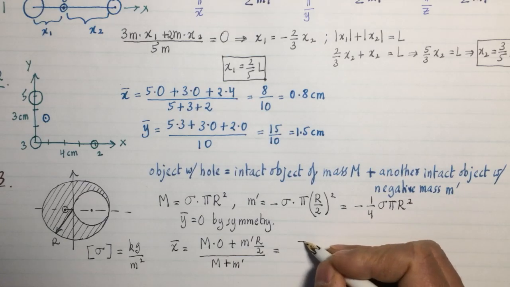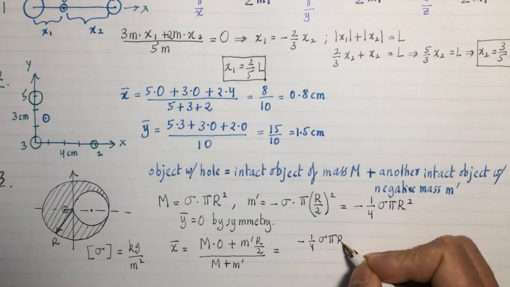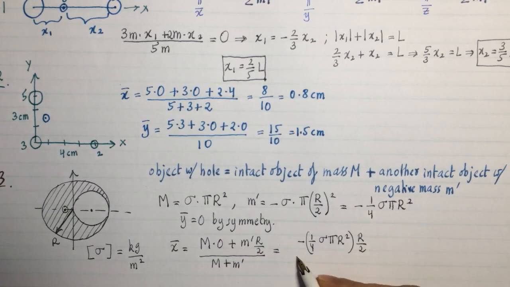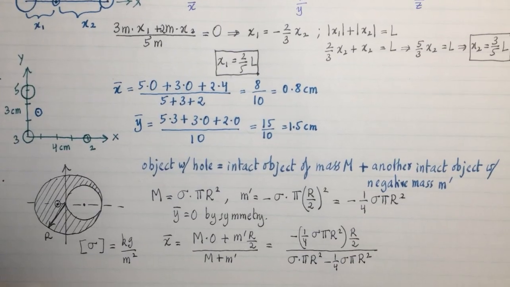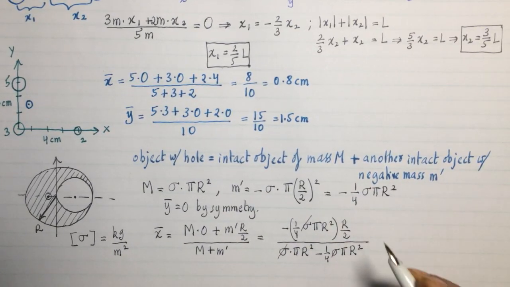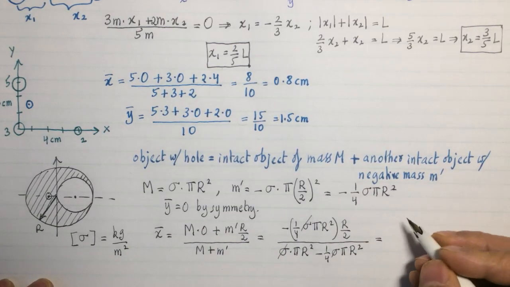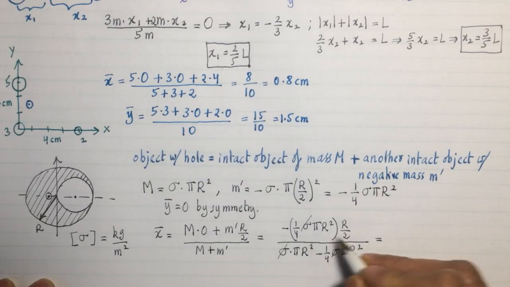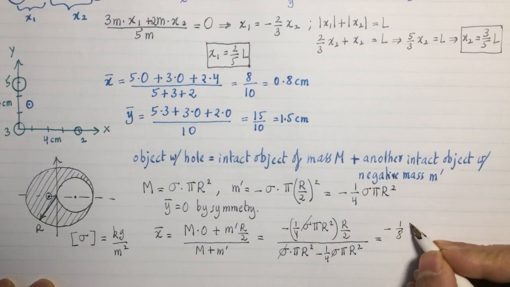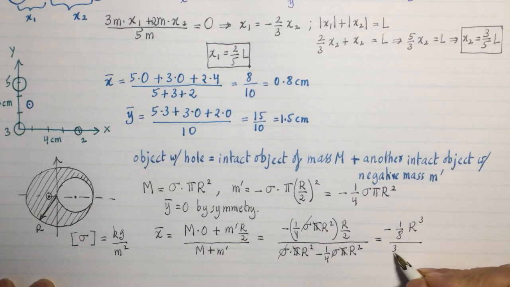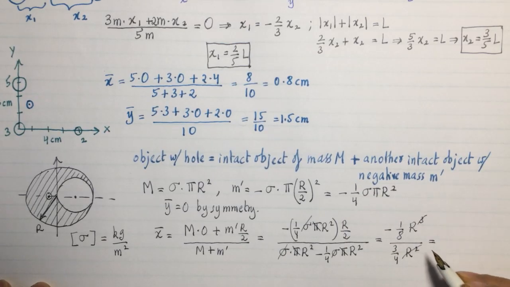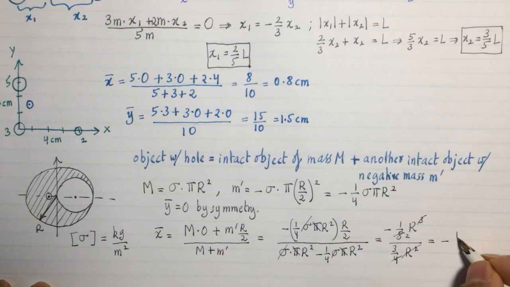So for m prime I'll get negative 1/4 sigma pi r squared times r over 2, and in the denominator I have sigma times pi r squared for capital M, and negative 1/4 sigma pi r squared for m prime. The first thing you immediately notice is that sigmas cancel out, so it really doesn't matter of what material this is made. Pi's also cancel out. So I'm going to get 4 times 2, 8. This is going to be a negative 1/8 r cubed up here, and then I'll have r squared minus quarter r squared, which is 3/4 r squared. Cancelling out, I get r, which makes excellent sense because center of mass has to be a distance or length. And 4 goes 2 times into 8. That gives me negative r over 6.